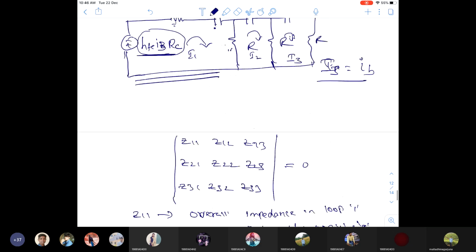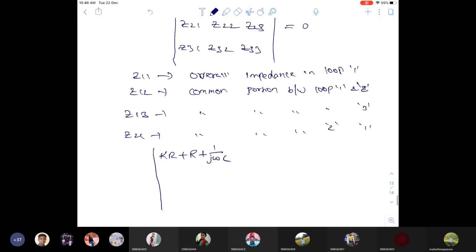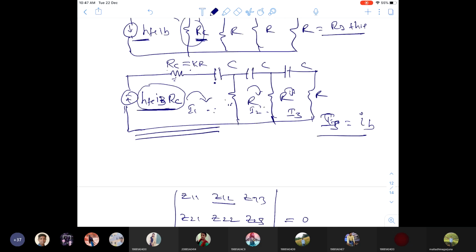Okay, next Z12. What is common between the first loop and the second loop here? What is the common property between the first loop and the second loop? Resistor, R. That common property you have to write as negative. Next, Z13, the first and third. What is the common property between the first and the third? I3 current. This is the I3 current. Okay, you have to write that as opposite.